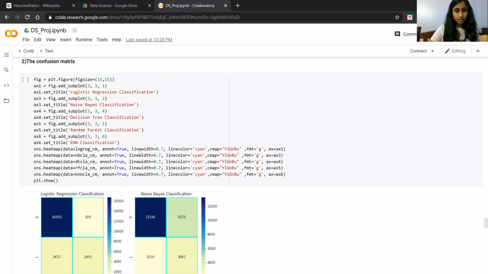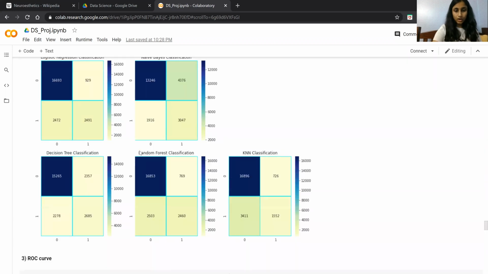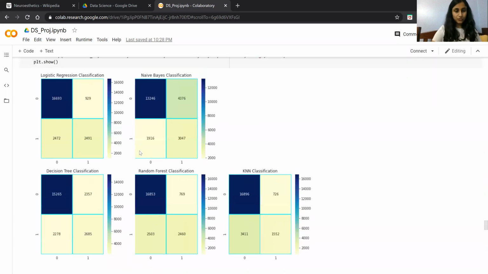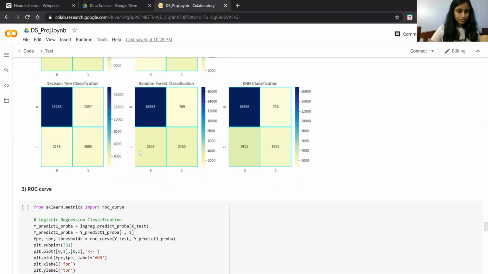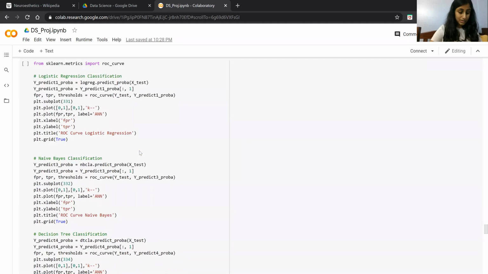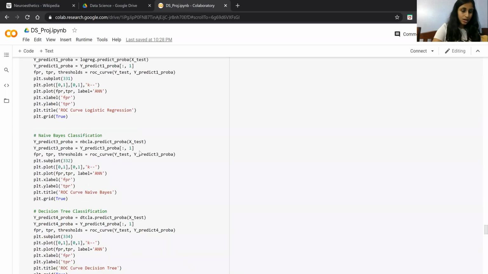These are the confusion matrices. We've just printed it out again just for clarity purposes, all in one space for different algorithms. Okay, next, coming to the ROC curve. The ROC curve for the model returns the false positive rates for each threshold, true positive rates for each threshold, and also the thresholds. That's what the ROC curve returns.